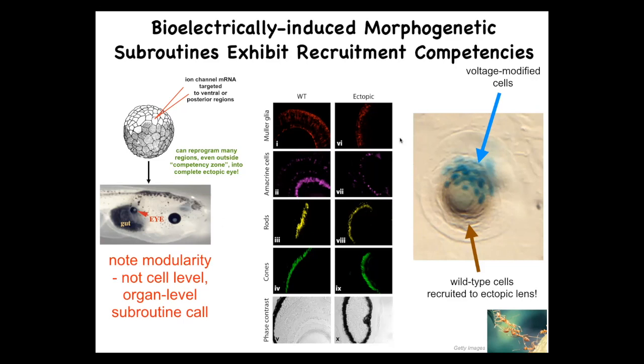One of the coolest things is this is a lens sitting out in the flank, in the tail of a tadpole somewhere, and you can see the blue cells are the ones that we manipulated with our ion channel. All of these other cells are ones that we never touched.